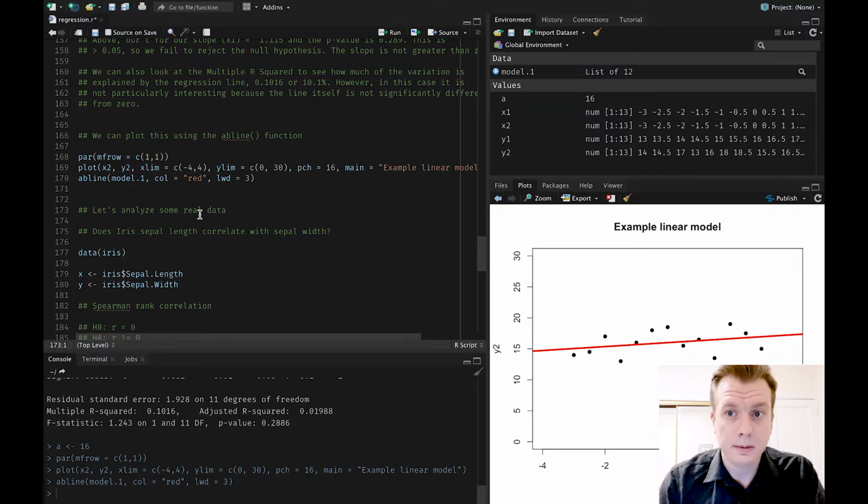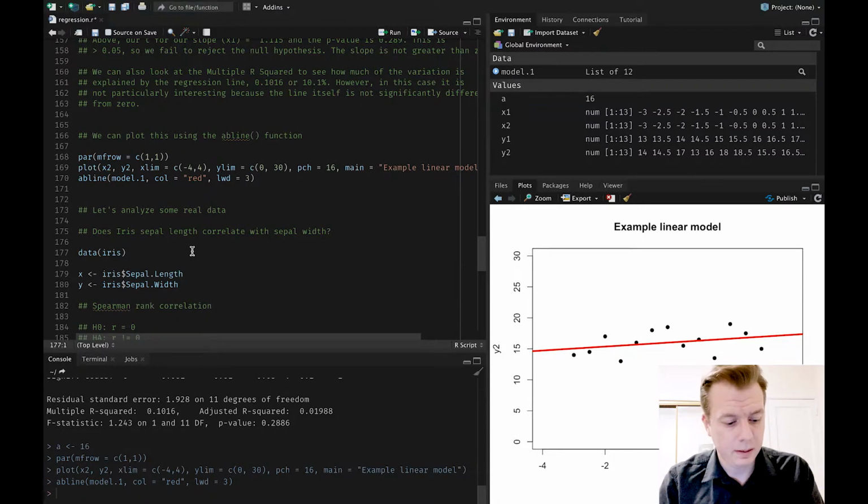So let's now analyze some real data. And you guessed it, we're going to analyze the iris data. So here we can ask the question, does iris sepal length correlate with sepal width? You think it might, because if there's a larger sepal length, you would expect there to be a larger sepal width.